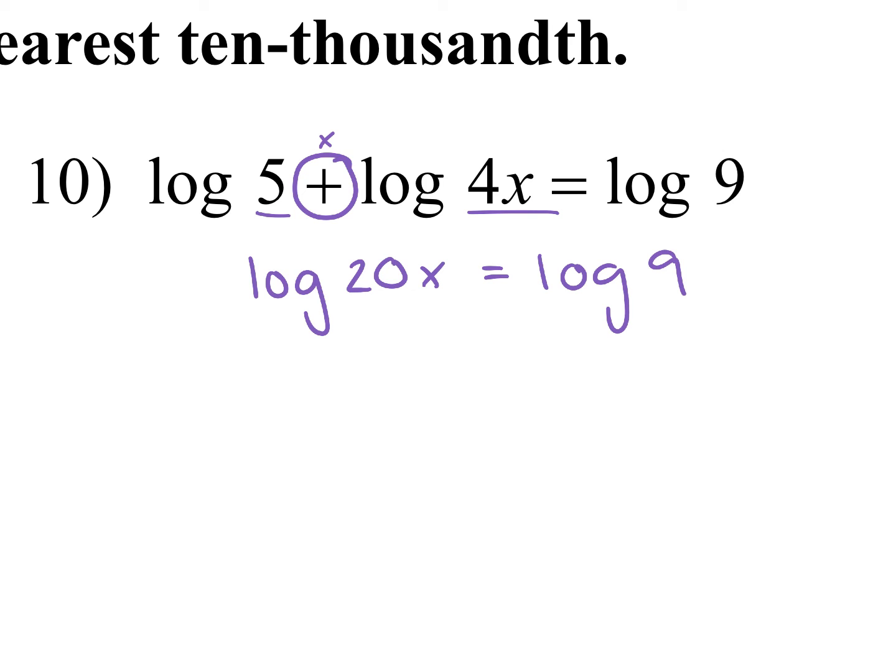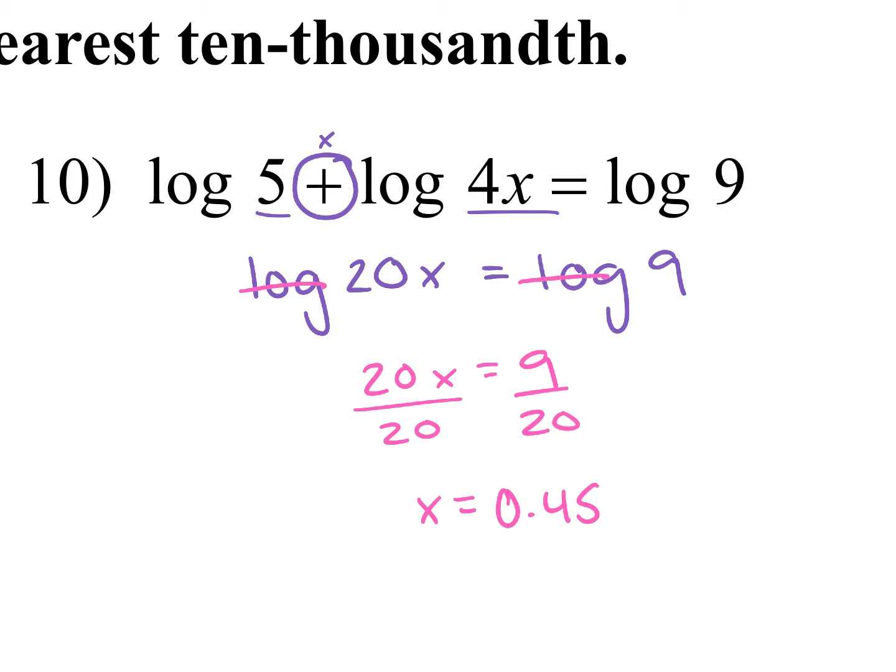If my logs are the same, what can I do? Just cancel them out. So 20x is equal to 9. And then what can I do to solve for x? Divide by 20. So x is equal to, and we just put 9 divided by 20 in our calculator. And that gives us 0.45.